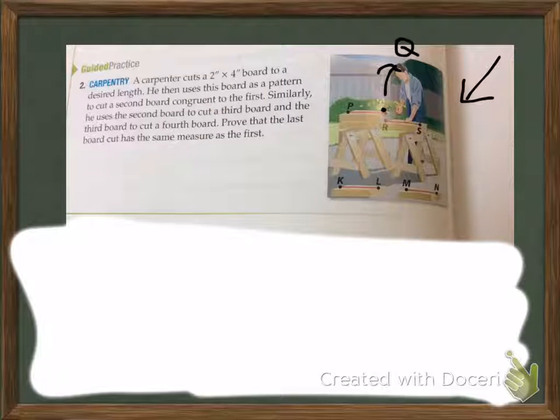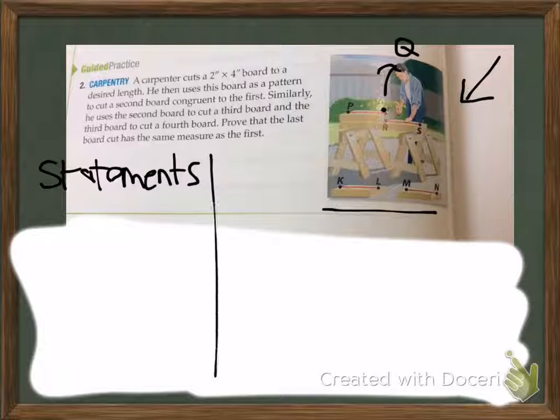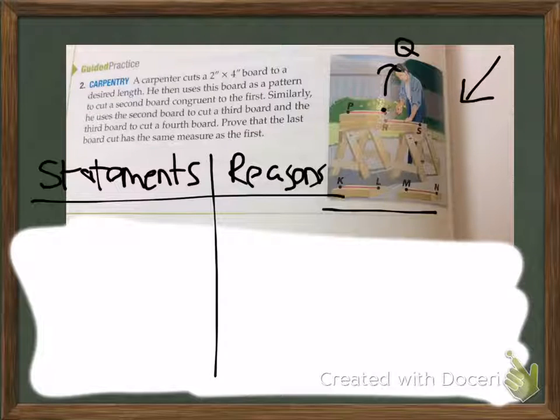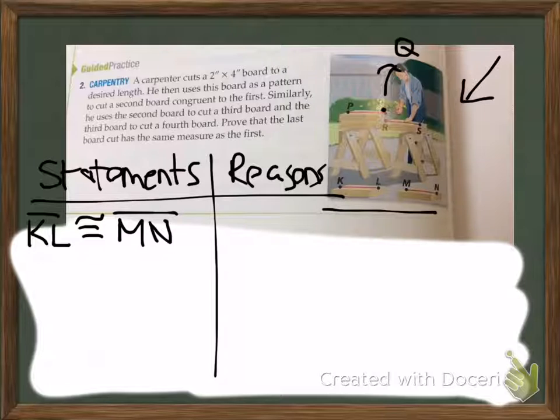So we're given that KL is congruent to MN. You can see that they're both on the floor here. So we're going to start with that. We have statements and reasons for our two-column proof. And we're going to start with what we know, that KL is congruent to MN, which are both the boards on the ground there.